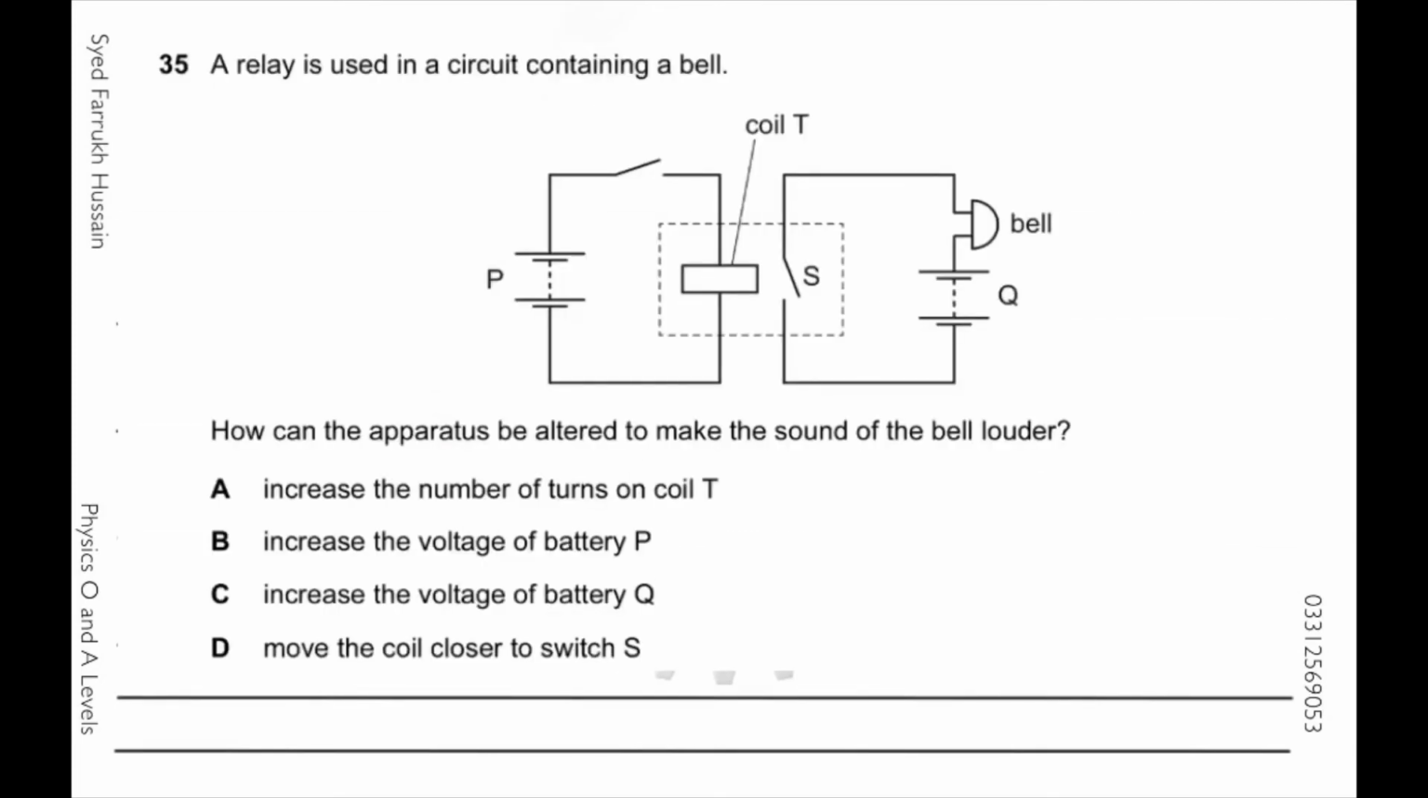Now question number 35. A relay is used in a circuit containing a bell. How can the apparatus be altered to make the sound of the bell louder? The bell is connected with the supply Q and the relay is connected with the supply P. So if you increase the number of turns in the relay, there will be no effect to the sound of the bell. So there is no use of increasing voltage of P. But if you will increase the voltage of Q, there will be more voltage of this circuit and more current passing through it. So the bell will give a louder sound. So the answer is C.